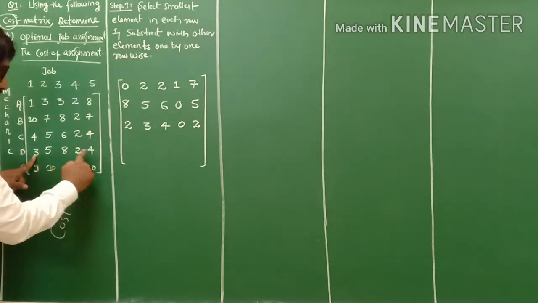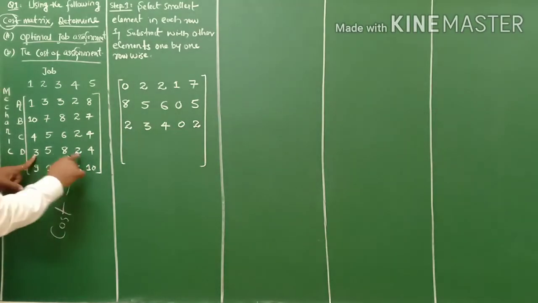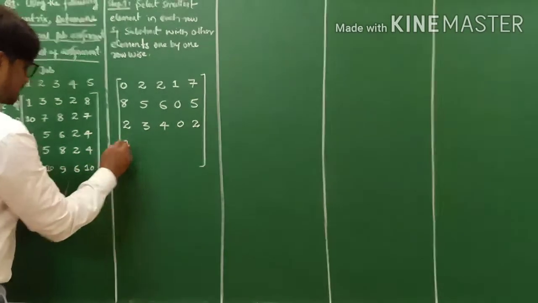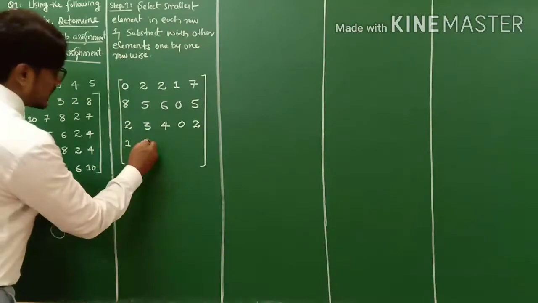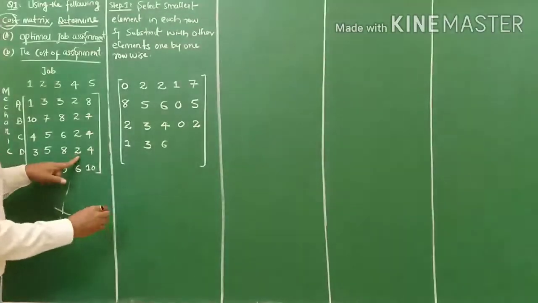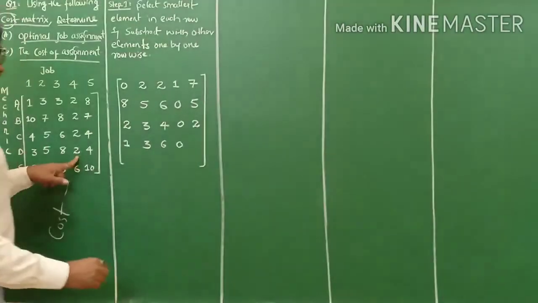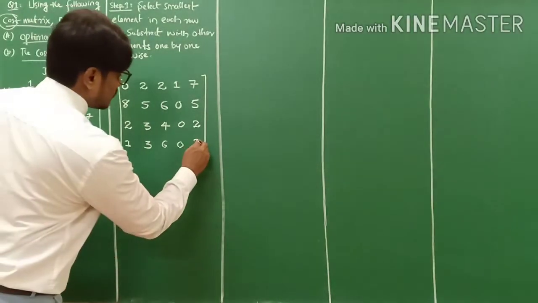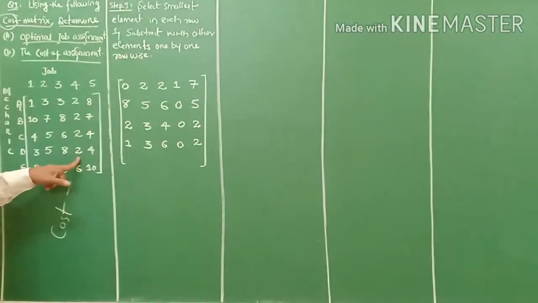Now see, 3, 5, 8, 2, 4. 2 is the least. So 3 minus 2, it is 1. 5 minus 2, it is 3. 8 minus 2, 6. 2 minus 2, 0. So 4 minus 2, 2. So this is row 4.